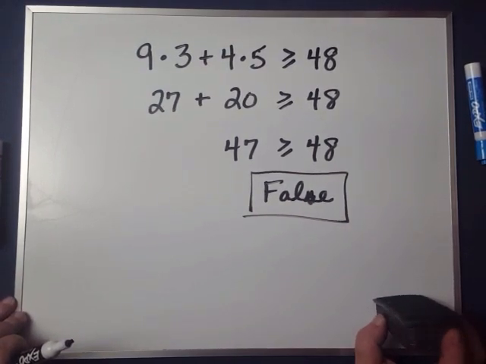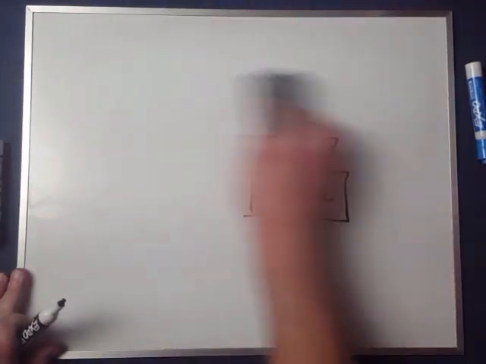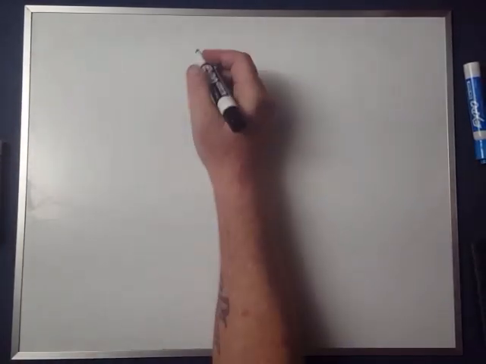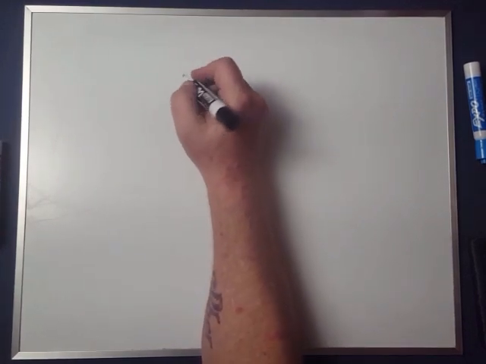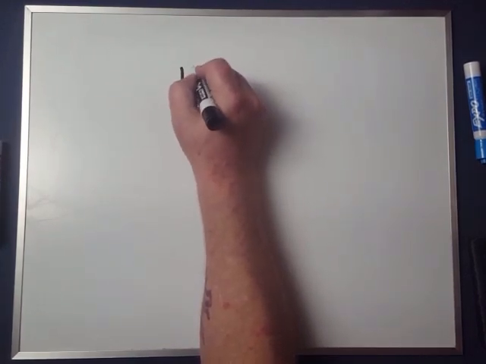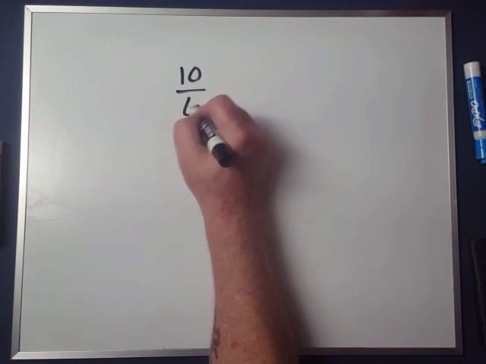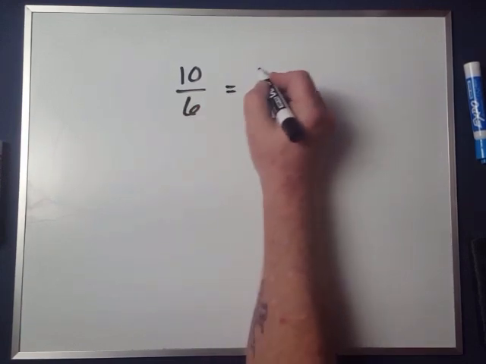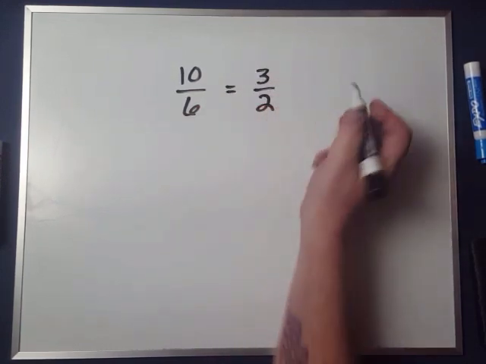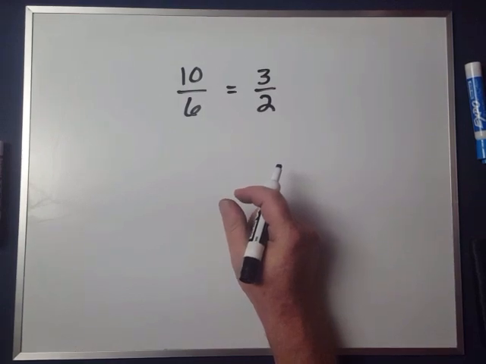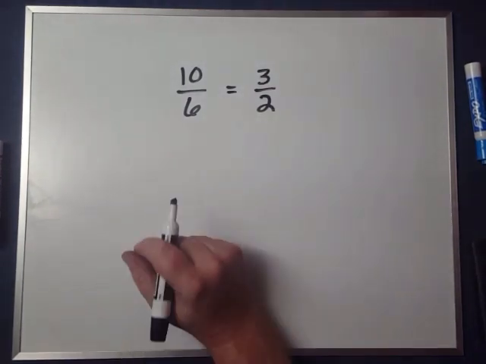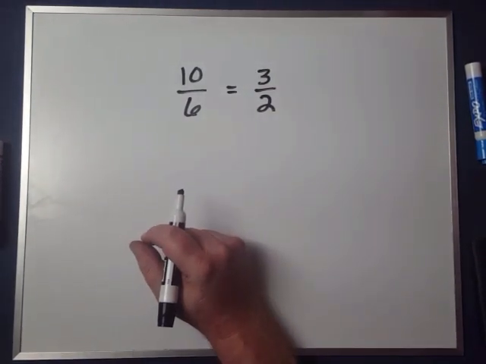One thing I would point out, look at number 92 with me. In number 92, we are asked to determine the truth. Is this true or false? 10/6 is equal to 3/2. Now, strictly speaking, you may be able to just think about this for a minute and decide whether it's true or false.